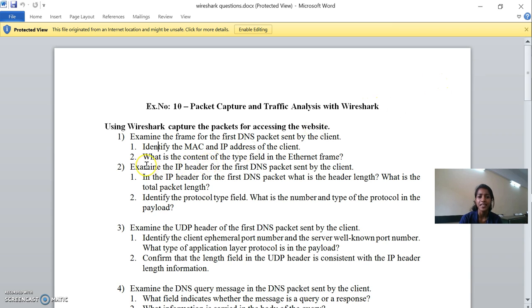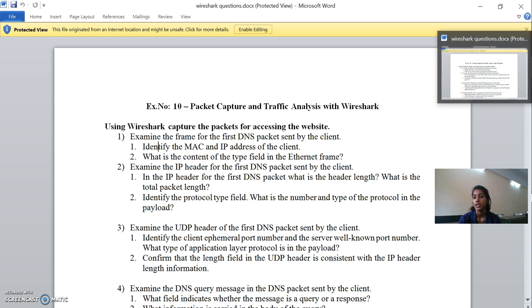So the first question says, examine the frame for the first DNS packet sent by the client. Identify the MAC and IP address of the client and what is the content of the type field in the Ethernet frame.